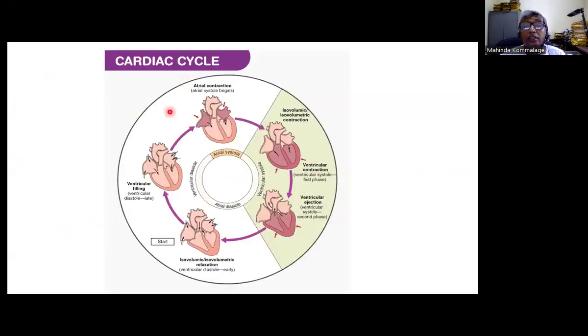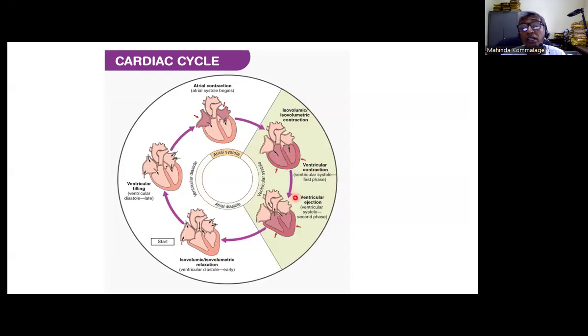Of course, in the heart, this is cyclical change. If we can start the description from anywhere, just start with the atrial contraction. Because electrical activity first spreads in the atria, they will contract, and you can see blood going down to the ventricle. And then the next step, ventricular contraction, because electrical activity now comes to the ventricle.